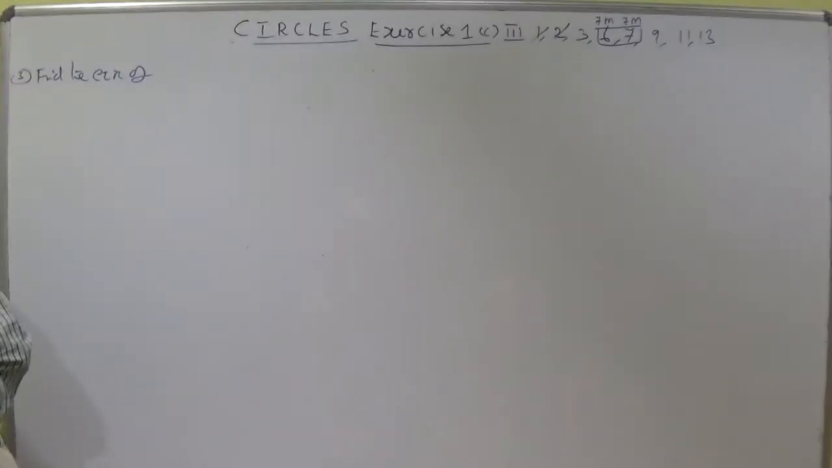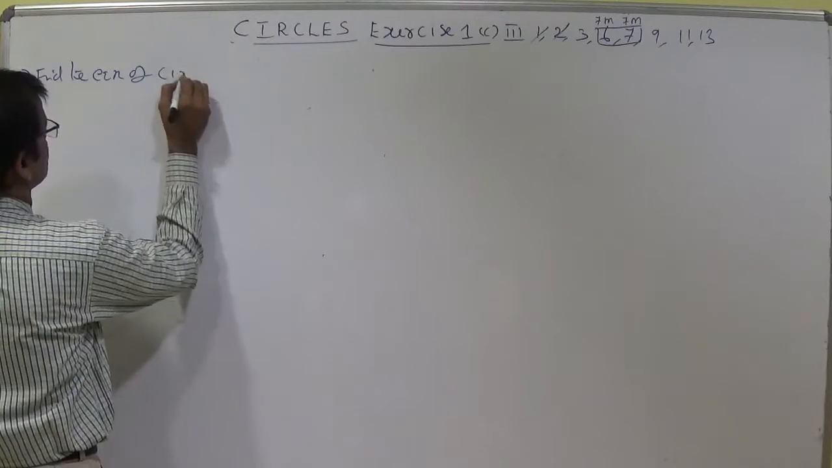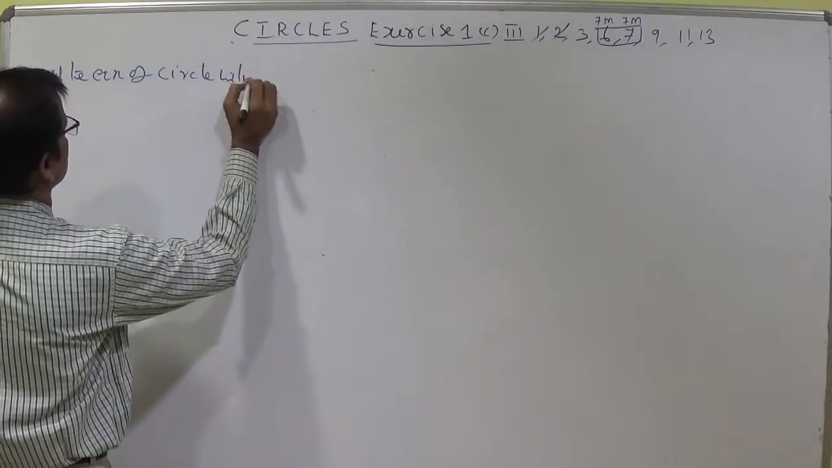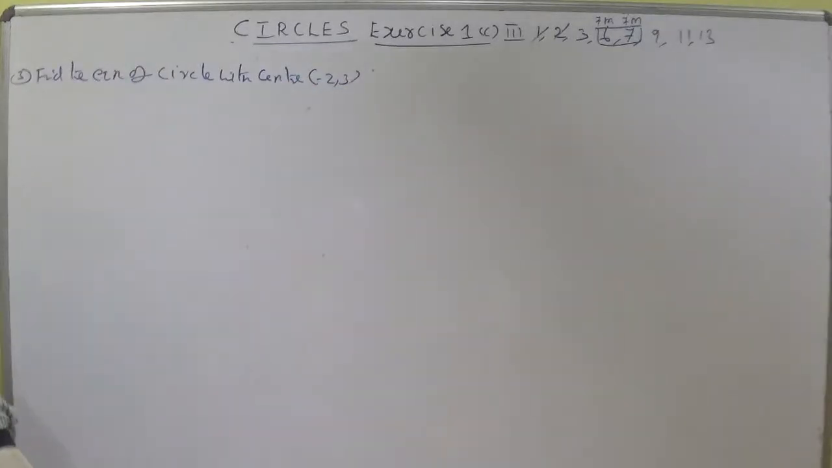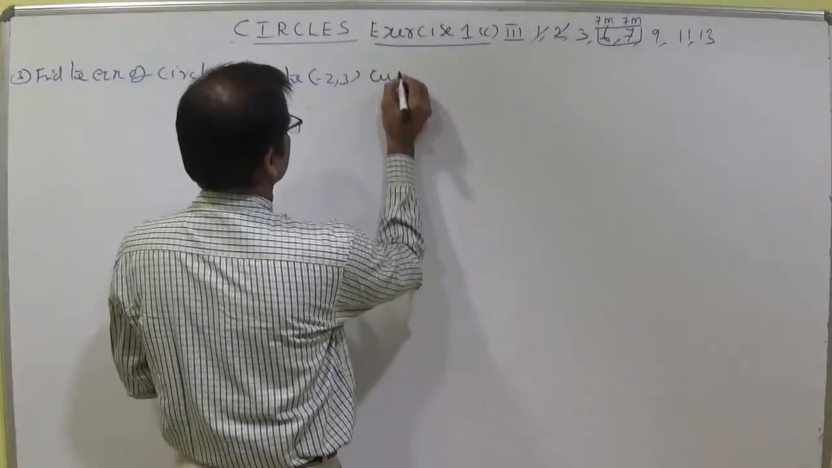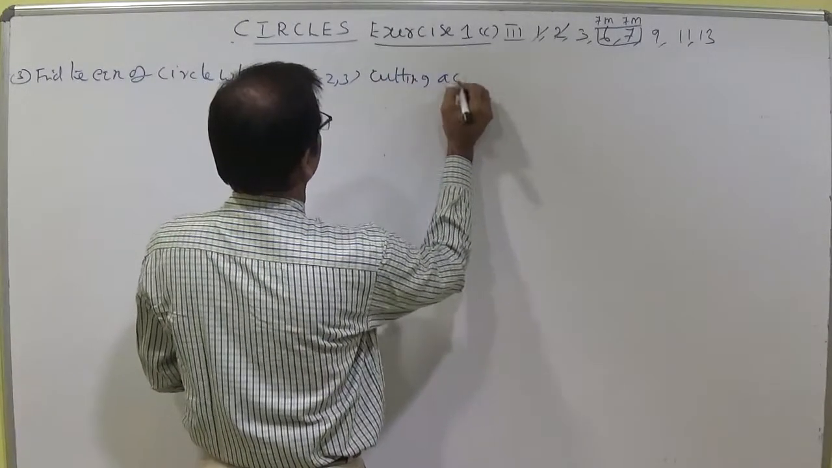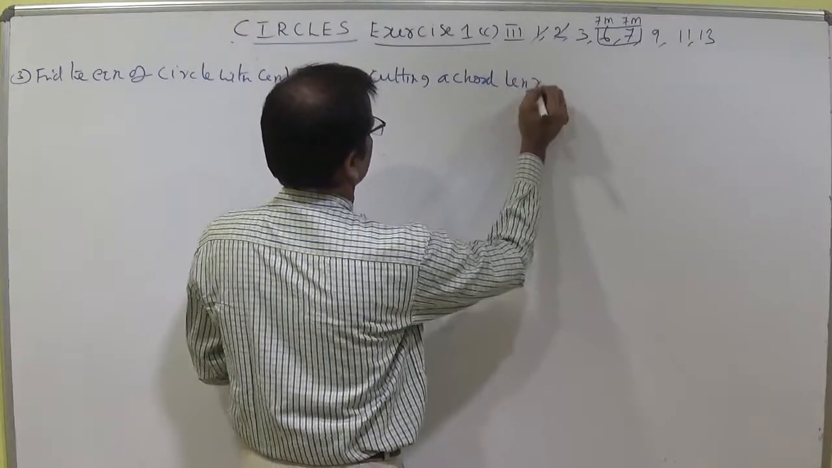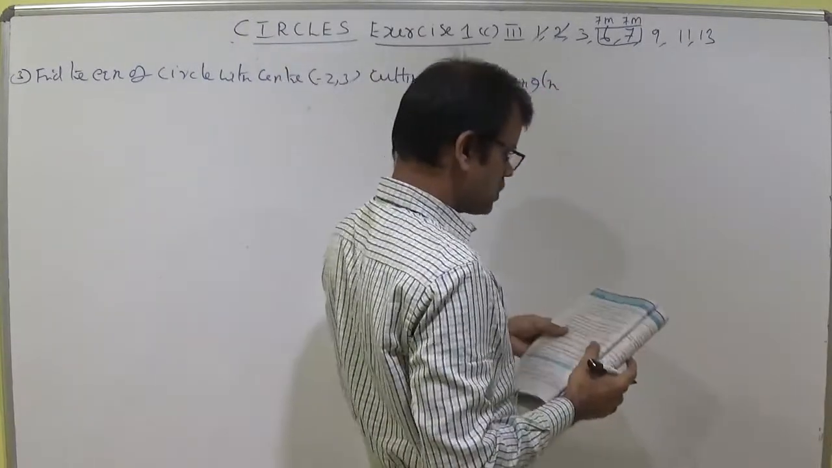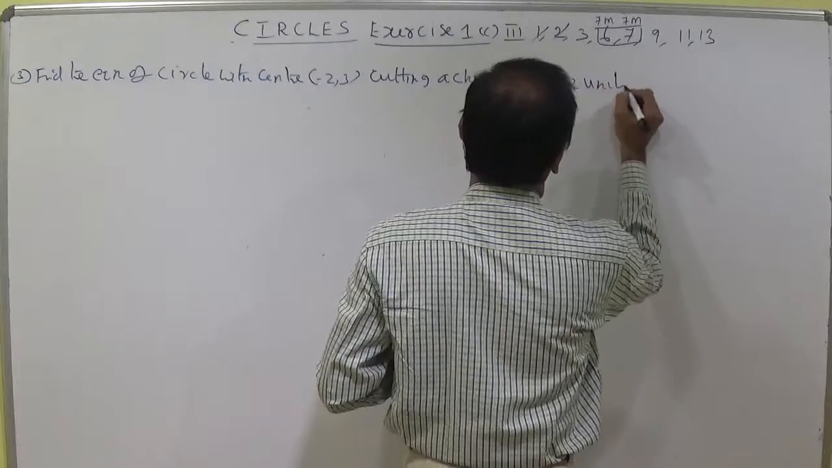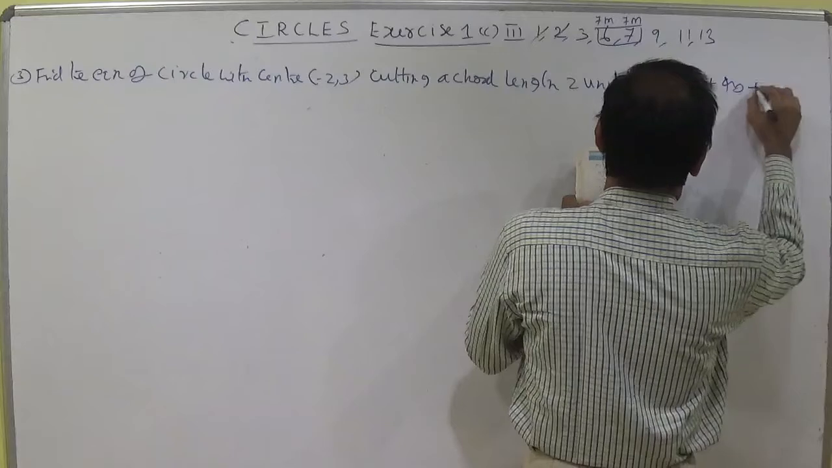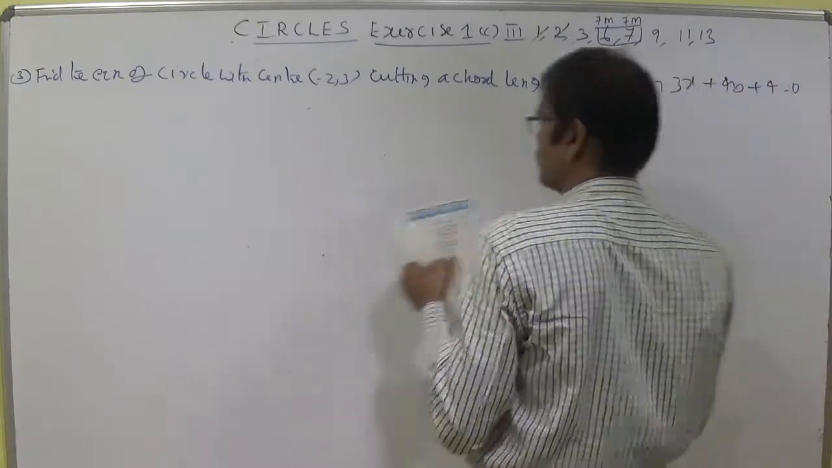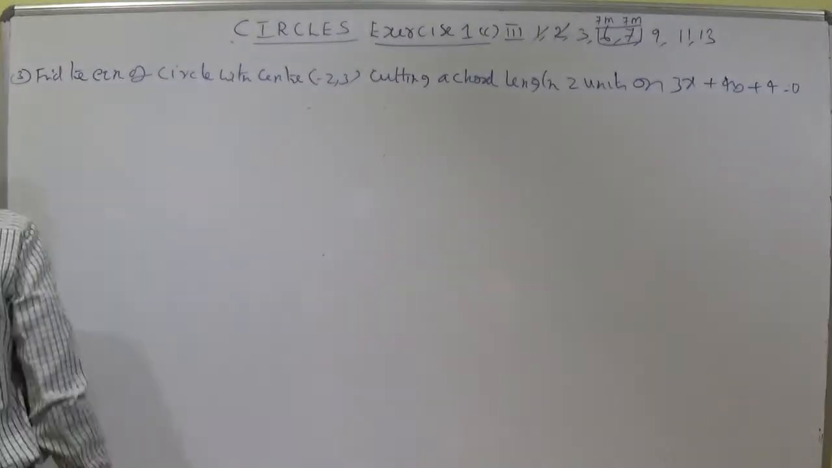Find the equation of circle with center minus 2, 3, cutting a chord length 2 units on the line 3x plus 4y plus 4 equal to 0.